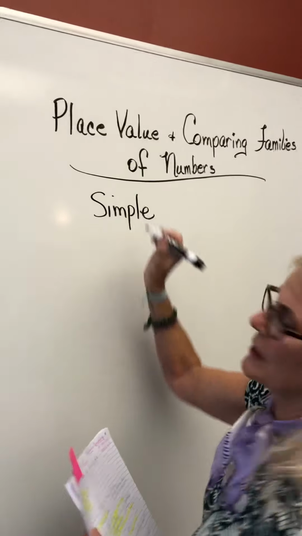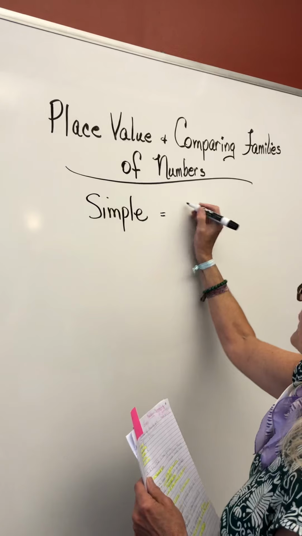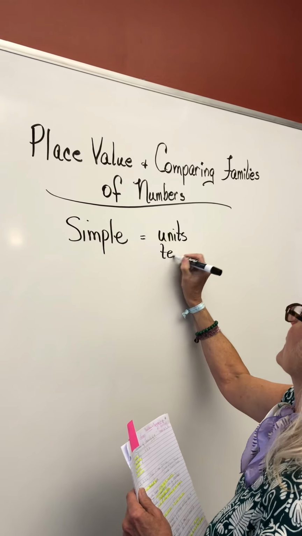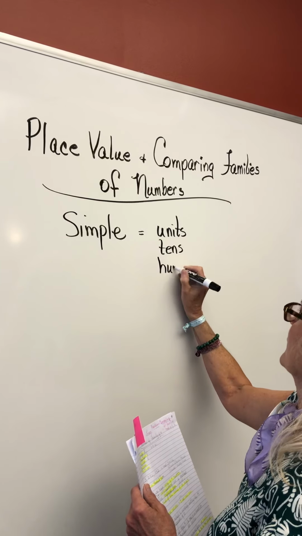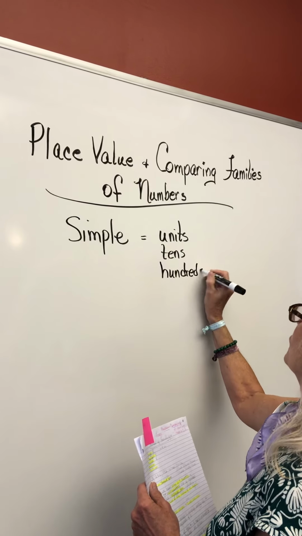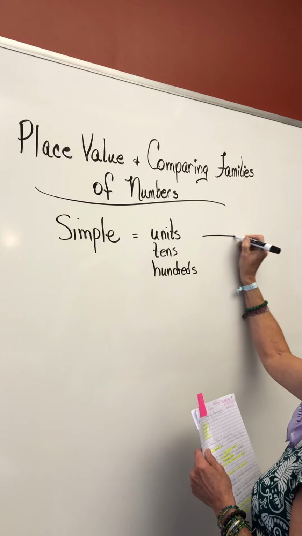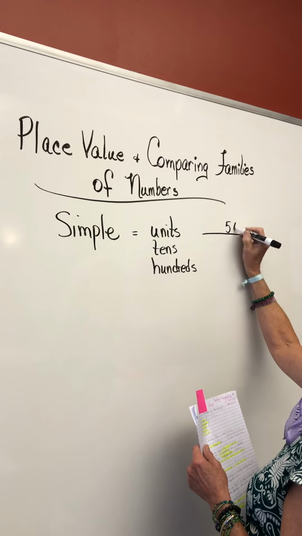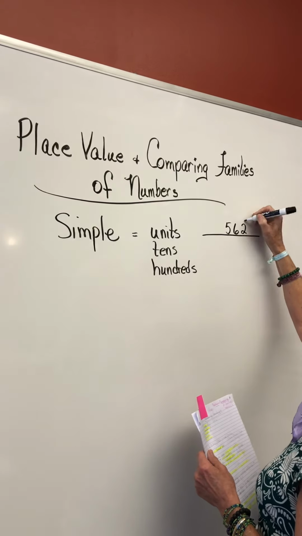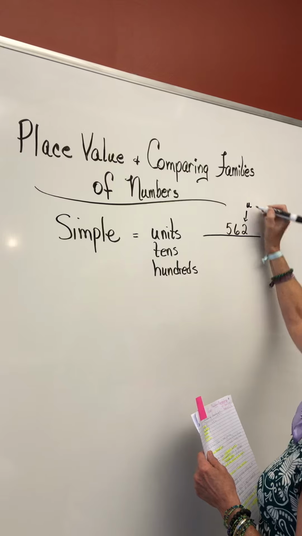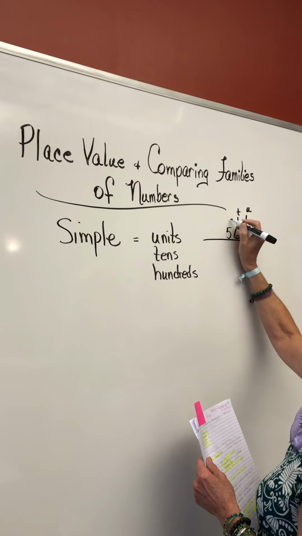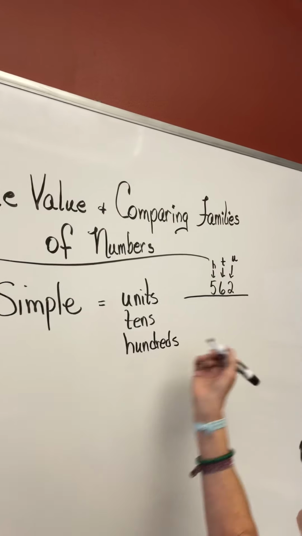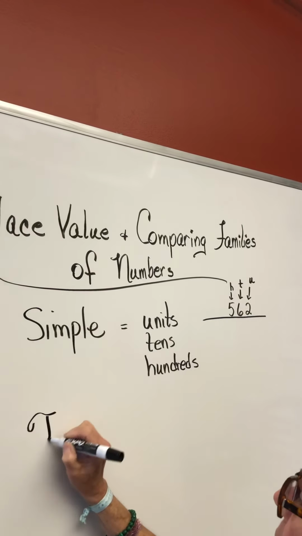The first family is called the simple family, and that is composed of units, and then tens, and then hundreds, right? So if we wanted to put that on a number line, and we had the number 562, of course, this would be our unit, right? This is our 10, and this is our 100, right? So after that, we have another family.